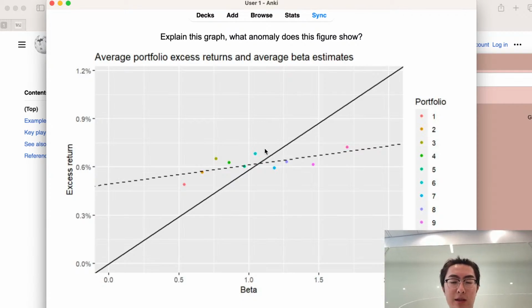But this graph shows that it turns out companies or portfolios with lower betas, aka lower risk, actually have the same or even higher returns compared to higher beta portfolios. And so that kind of shows that there is this low beta anomaly where companies or portfolios with lower betas actually tend to perform better than companies and portfolios with higher betas.